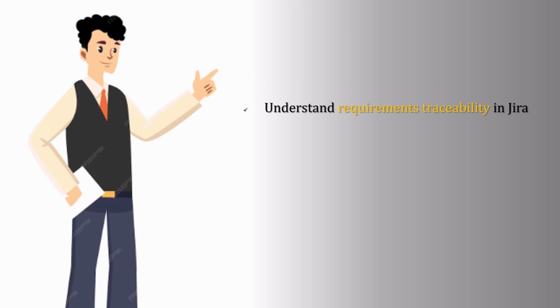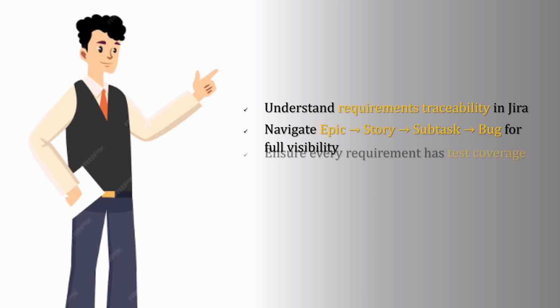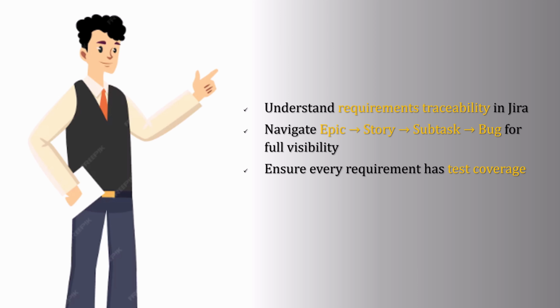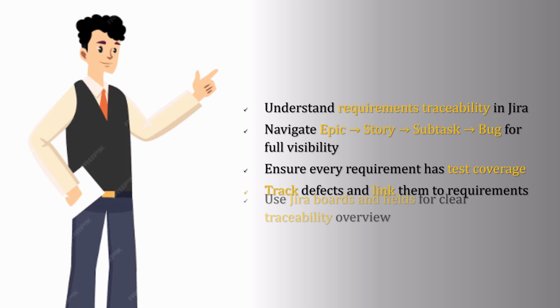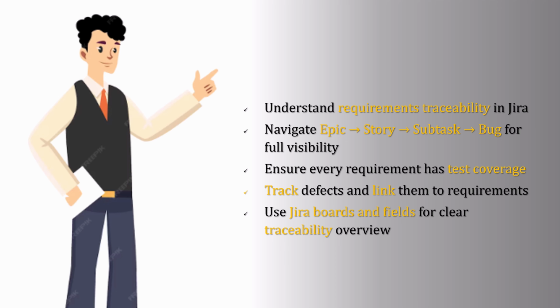By the end of the session, you will be able to understand the concept of traceability in the context of Jira, and you will be able to navigate from the epic to story, then to subtasks and to bugs to ensure full visibility, and to verify that every requirement has test coverage. You can track defects and ensure they are properly linked to the requirements. And you will learn how to use Jira boards or fields to get a visual and actionable overview of traceability. The demonstration will be done with the help of a real world example using the same food delivery app feature that we were referring to in the last sessions.